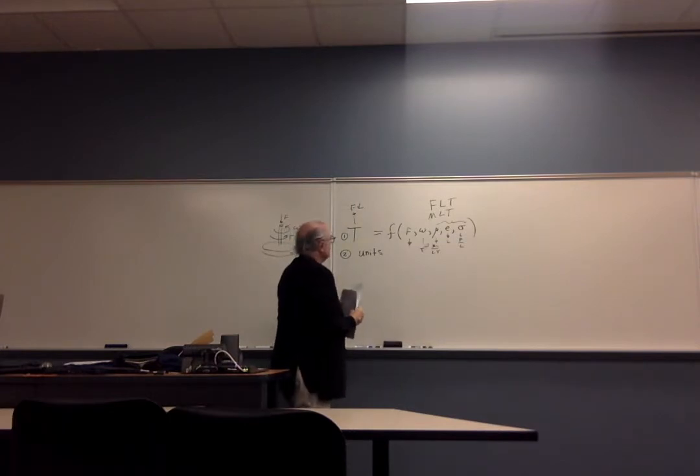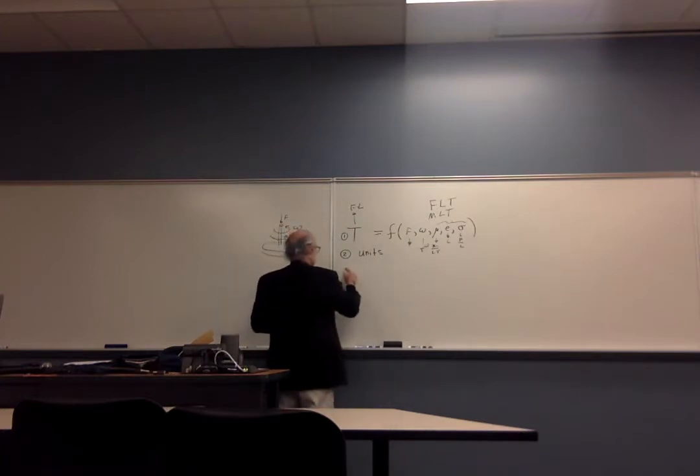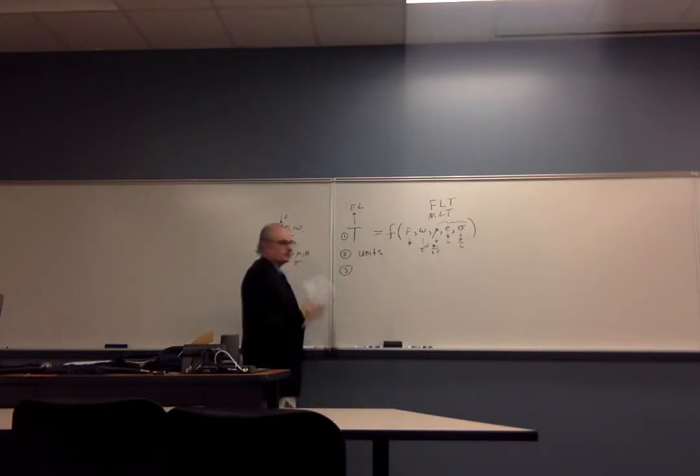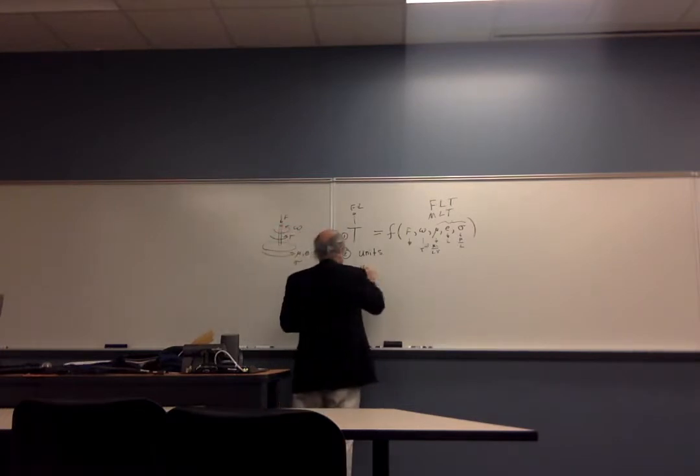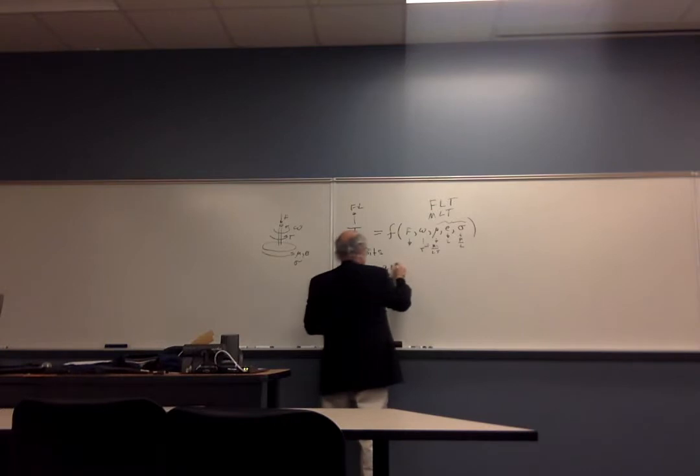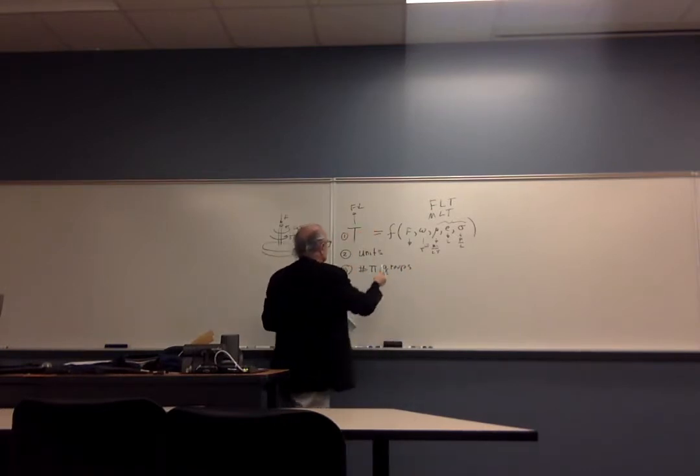Okay, so that's number 2. Number 3, what's step number 3? Find the number of pi groups. Correct. Number of pi groups. And in this case, what is the answer we have?